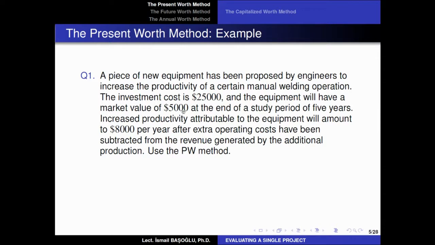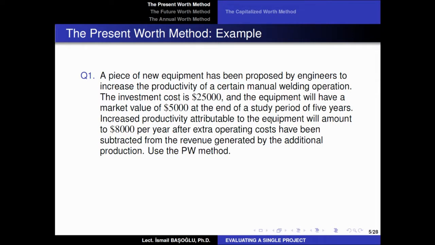Now, increased productivity attributable to the equipment will amount to $8,000 per year after extra operating costs have been subtracted from the revenue generated by the additional production. So it says for the following 5 years, at the end of every year, you are going to get a net $8,000 of revenue by increasing the productivity with this equipment.